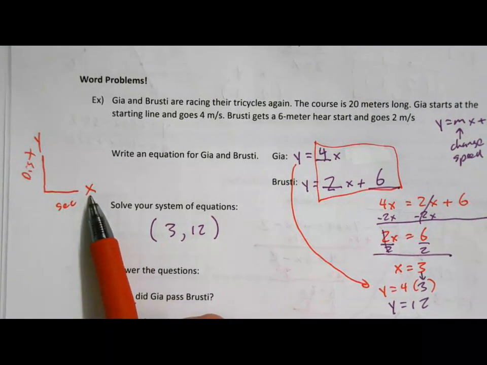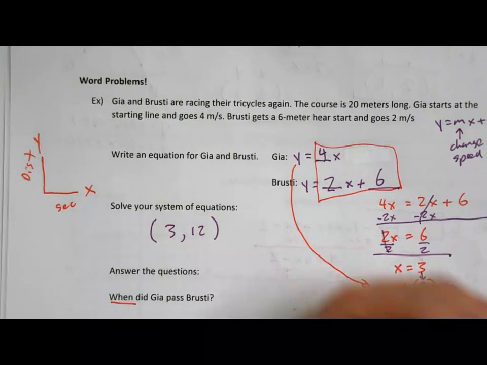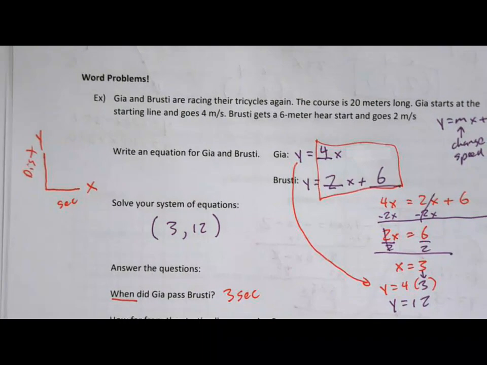I really like your explanation with the graph. I like your envisioning what the graph would look like. So I would say, when did it happen? It happened 3 seconds into the race.